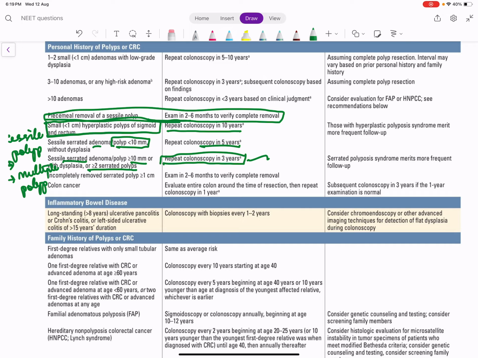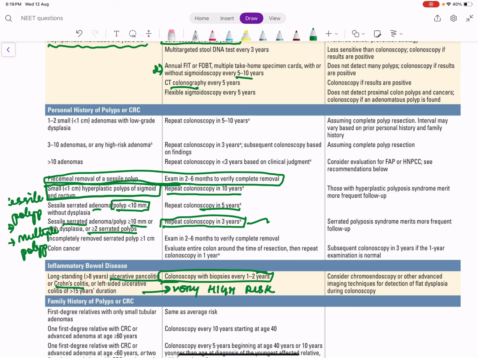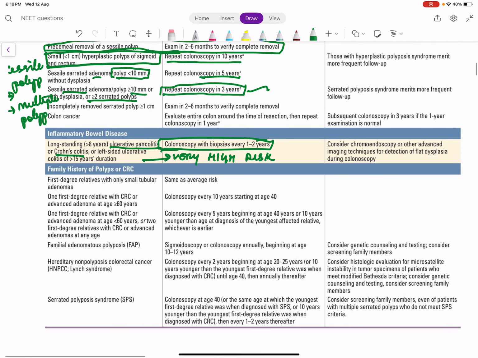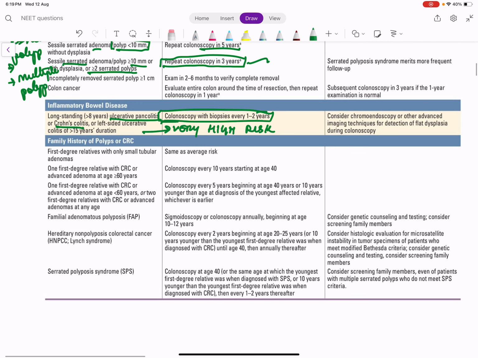Remember IBD. There are two diseases in inflammatory bowel disease, ulcerative colitis and Crohn's disease. In that case, there is a very high risk of malignant transformation, so we have to do colonoscopy every 2 years. So for polyps, we discussed every 3, 5 or 10 years depending on the risk. But for IBD, every 1 to 2 years.